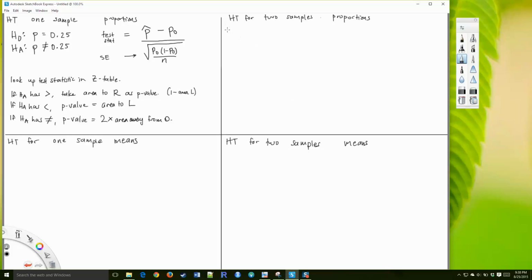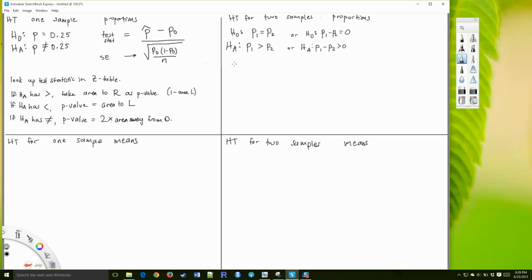Okay? Hypothesis test for two samples, and we're dealing with proportions. Here we've got P1 equal to P2, or equivalently, it can also be written as P1 minus P2 equal to 0, right? The alternative here is P1 greater than P2, or whatever other symbol that you want in there. P1 minus P2 greater than 0.